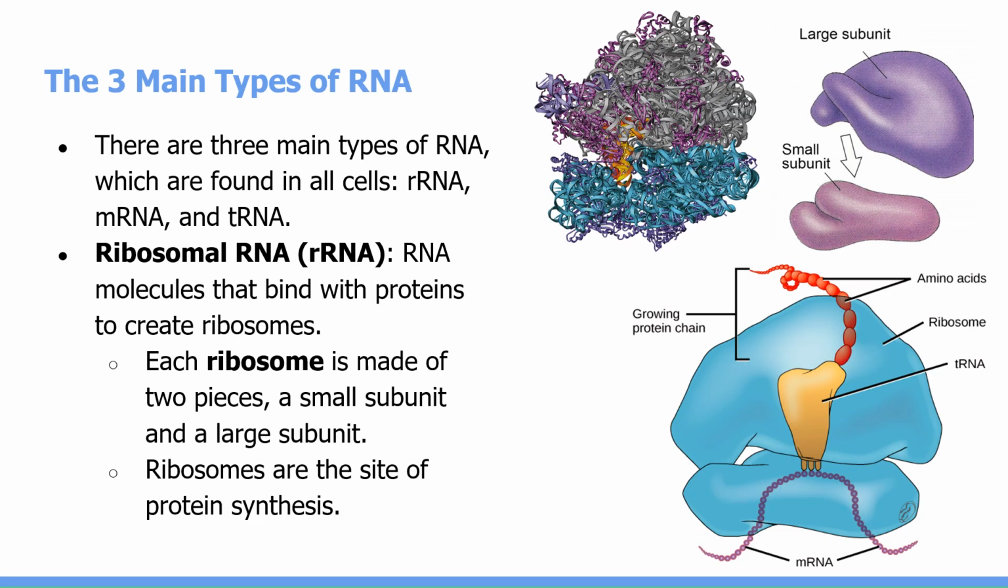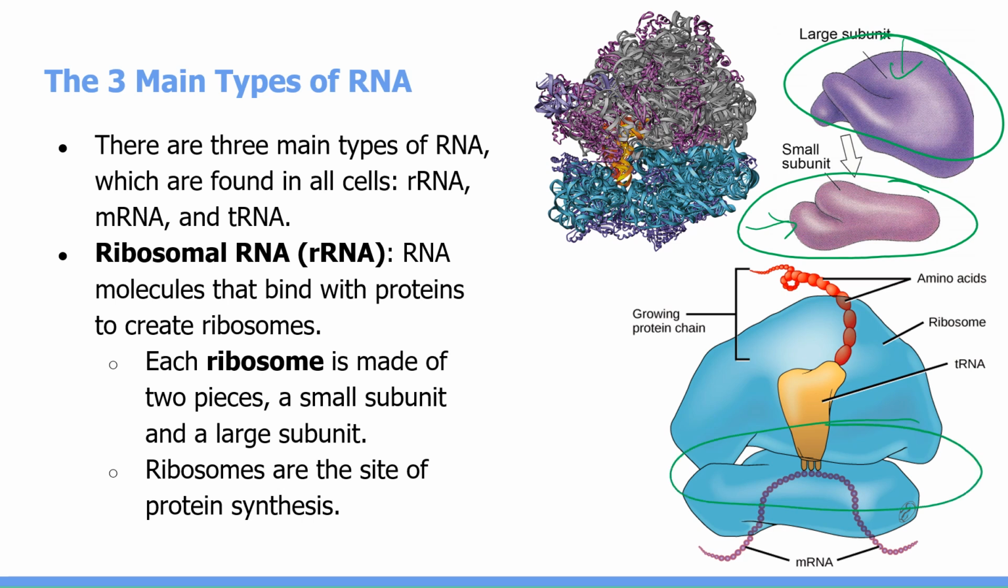Again, there are three main types of RNA, and they're found in all cells: rRNA, mRNA, and tRNA. rRNA molecules bind with proteins to create ribosomes. Each ribosome is made up of two pieces. You can see it here: the small subunit and the large subunit. Again, they combine together during translation to create that polypeptide chain. So ribosomes are the site of protein synthesis.